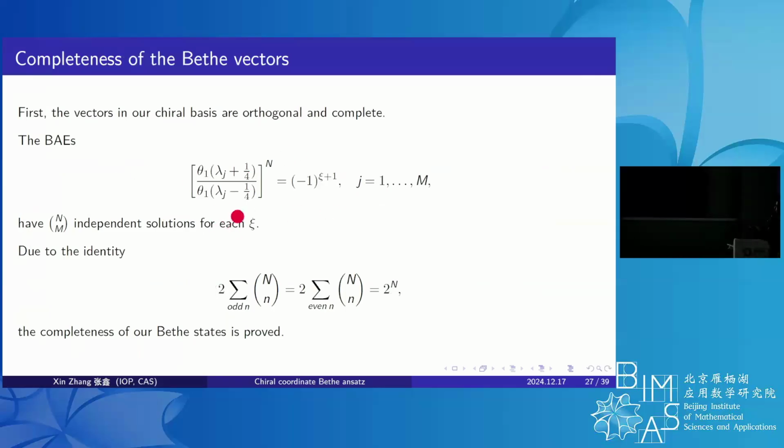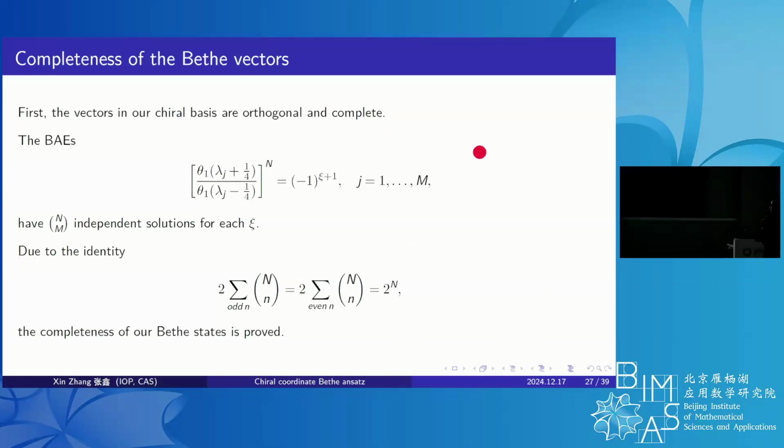For this equation, we can easily prove that if the number of Bethe roots is m, then for each psi we will have this n, a binomial parameter, right? So select m from n independent solutions for each psi. Because psi can be 0 or 1, if m is n, we will get 2 times this binomial parameter, right? It's the number of solutions we can get for a fixed m.